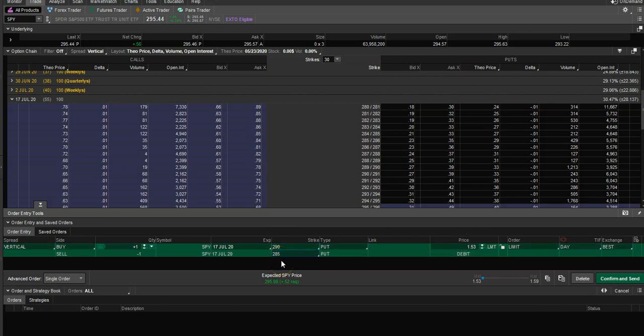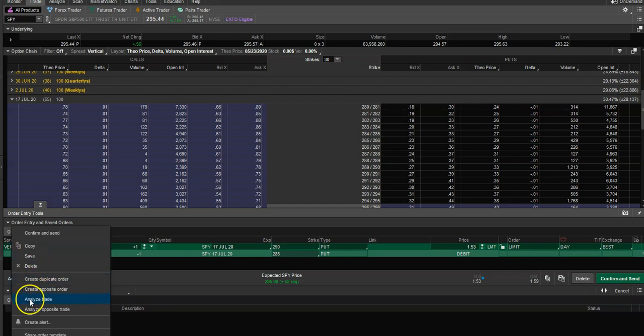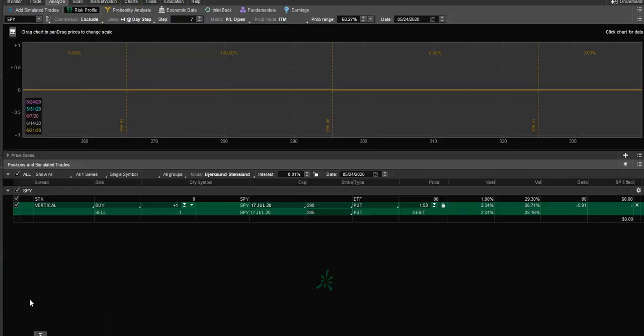So our reward on this trade, if at expiration it falls and we're correct on the trade, just take 5 minus 1.53. That's 3.47, total profit. Not bad risk reward if we are correct. Once we're at this page, what you want to do is come over here, right click on your mouse, and then go to Analyze Trade.